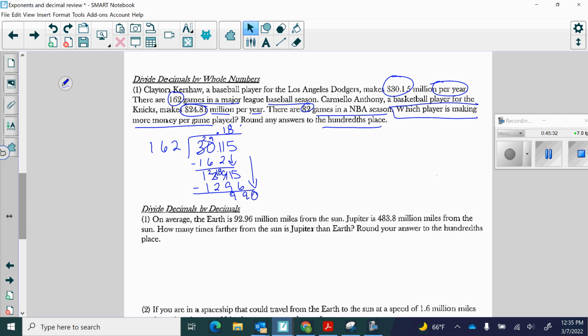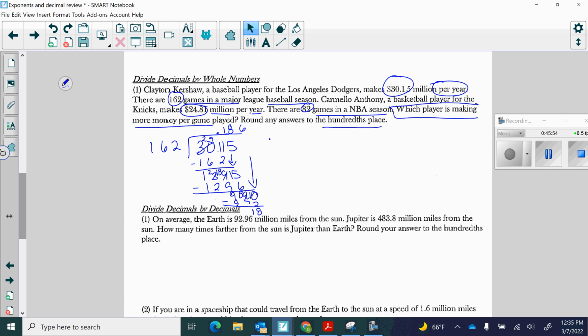Let's try 6. That's 12. Maybe 6, 7. That's better. 8, 10. 8 minus 7 is 1. However, it says to round to the nearest hundredths place.